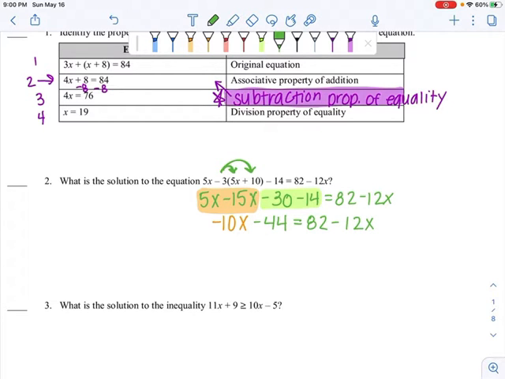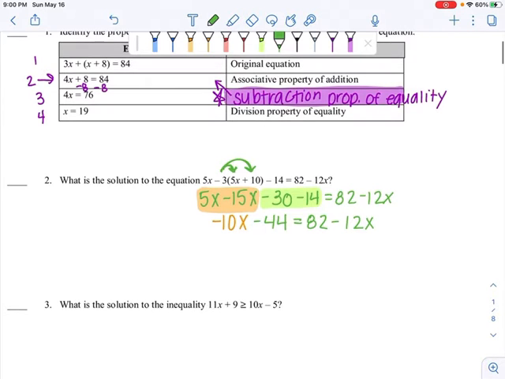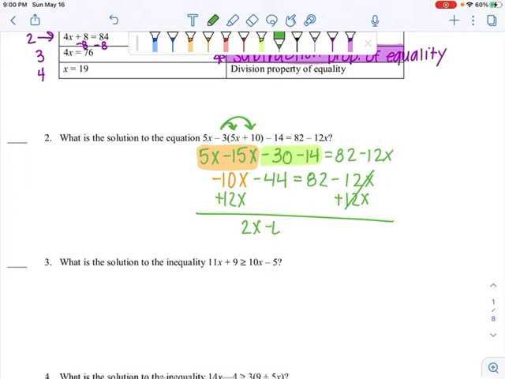Now we could start moving terms to the other sides, to their corresponding parts. So I'm going to go ahead and add 12x to both sides. Okay, that's going to give me 2x minus 44 equals 82. And now I can add 44 to both sides, and that's going to give me 2x equals 126. When I divide both sides by 2, that gives me x equals 63. And that's going to be my final answer.